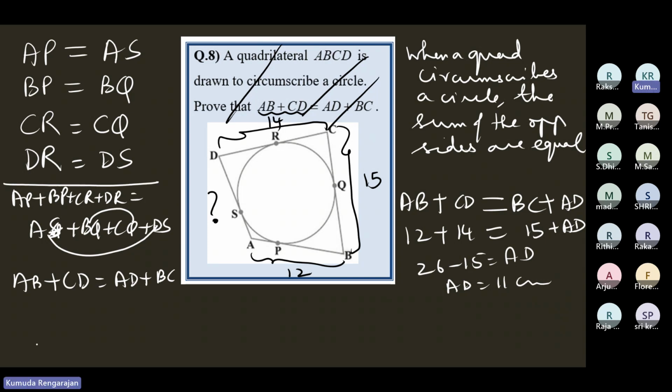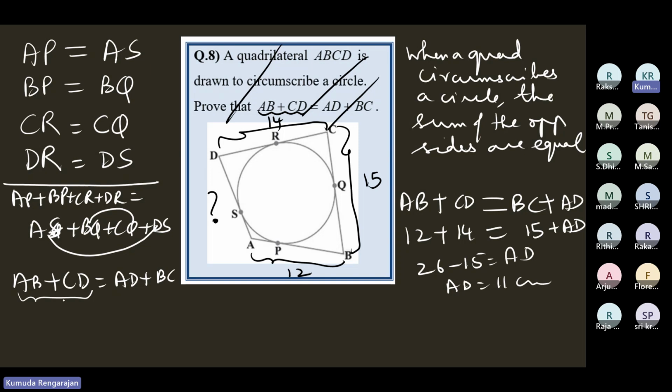Okay, now here, children, it is given that ABCD is just a quadrilateral. Supposing ABCD is a parallelogram. Supposing it's given it's a parallelogram. Then what will happen? AB plus CD. What is AB plus CD, children? In a parallelogram, opposite sides are equal, right?